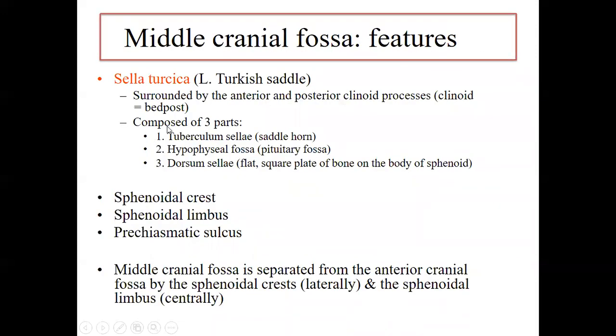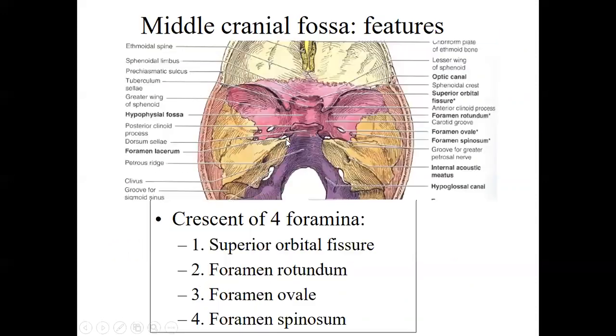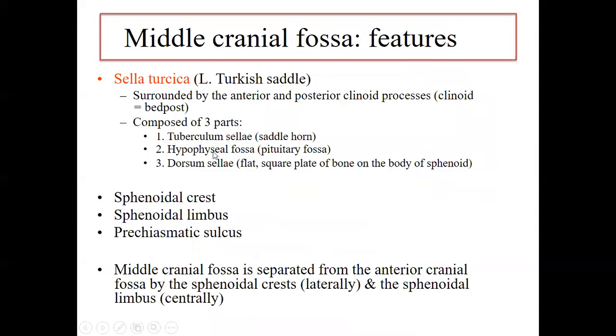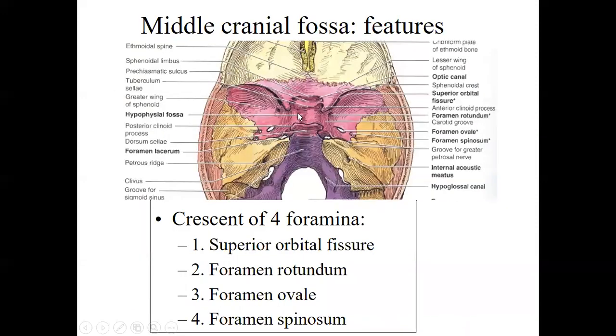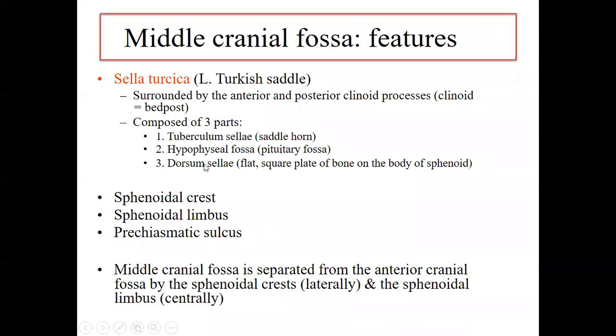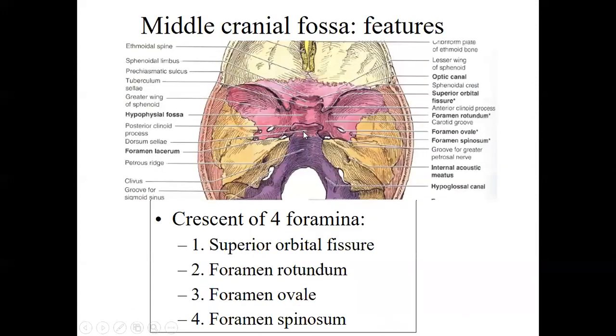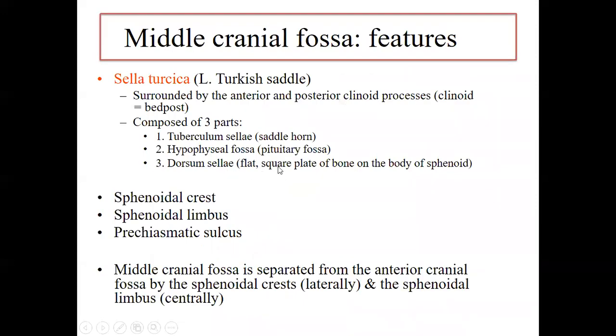It is composed of three parts. It has the tuberculum sellae, the saddle horn. You can see here, this is the tuberculum sellae. Then the hypophyseal fossa, which is a space. And then the dorsum sellae. You can see here, this is the dorsum sellae. The dorsum sellae is a flat, square plate of bone of the body of the sphenoid.